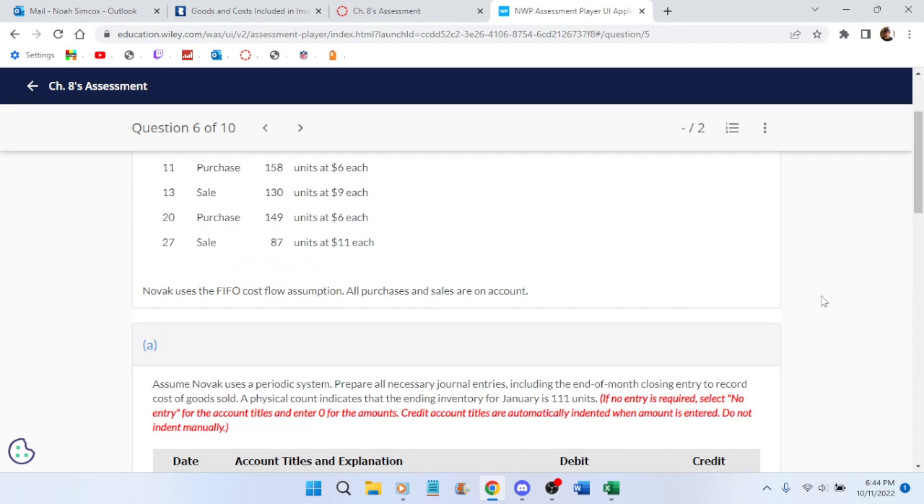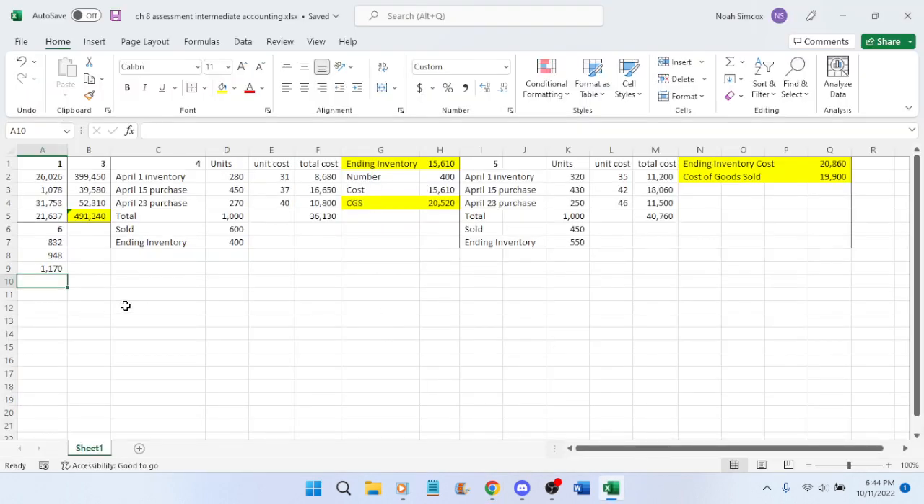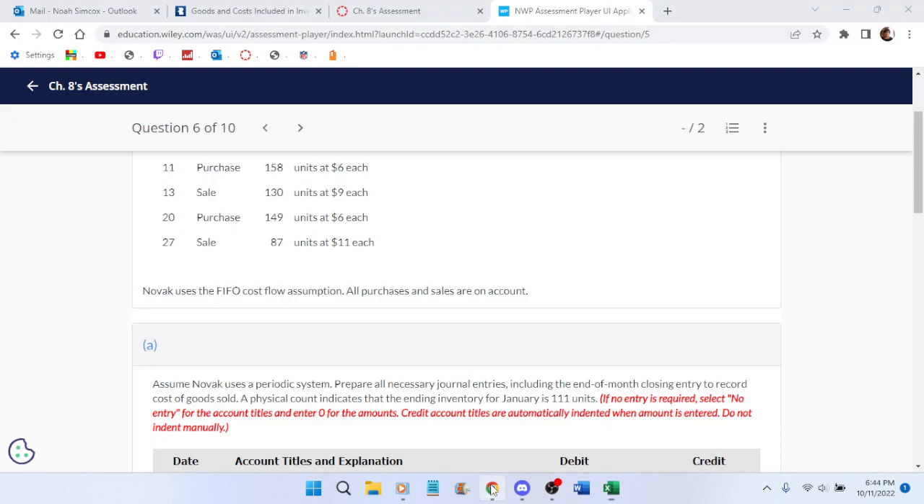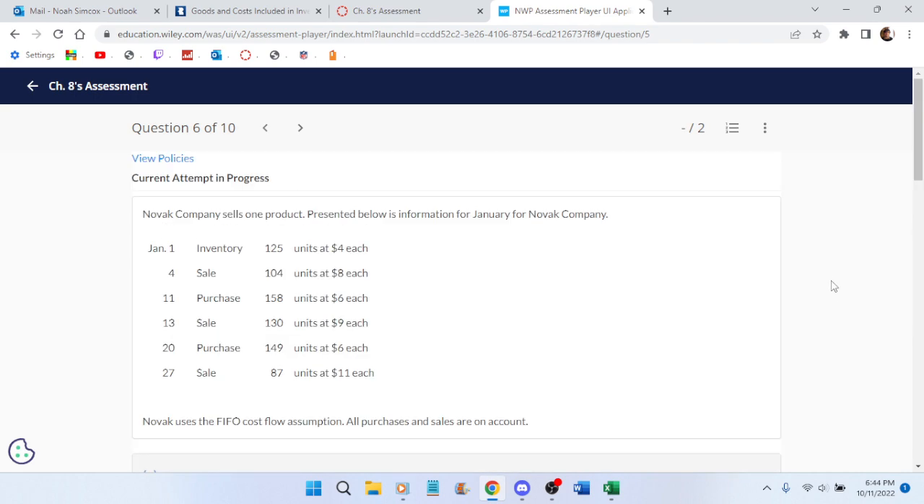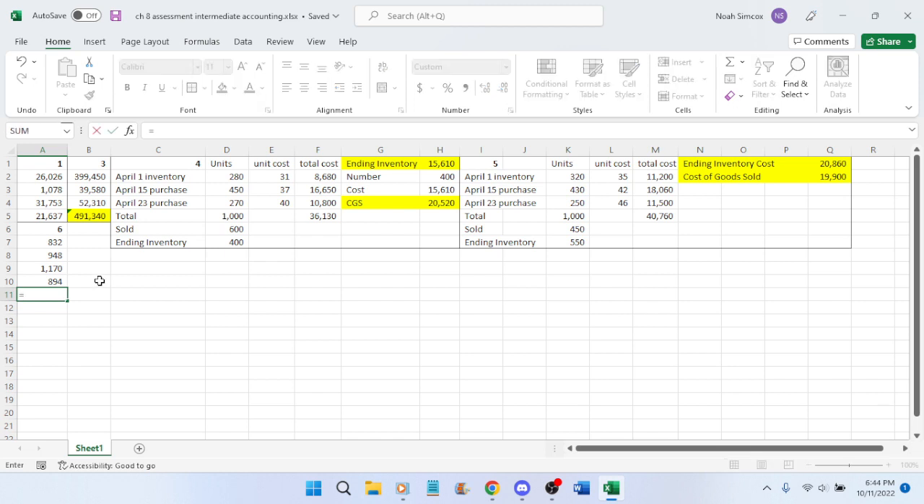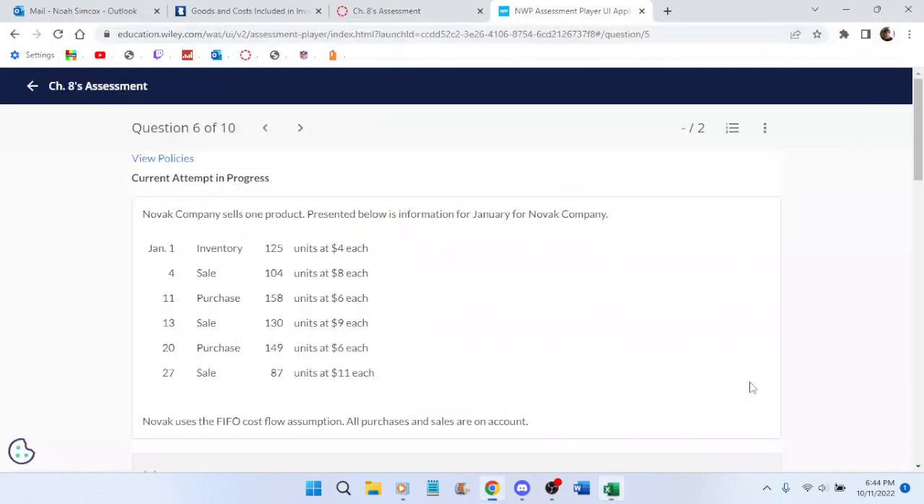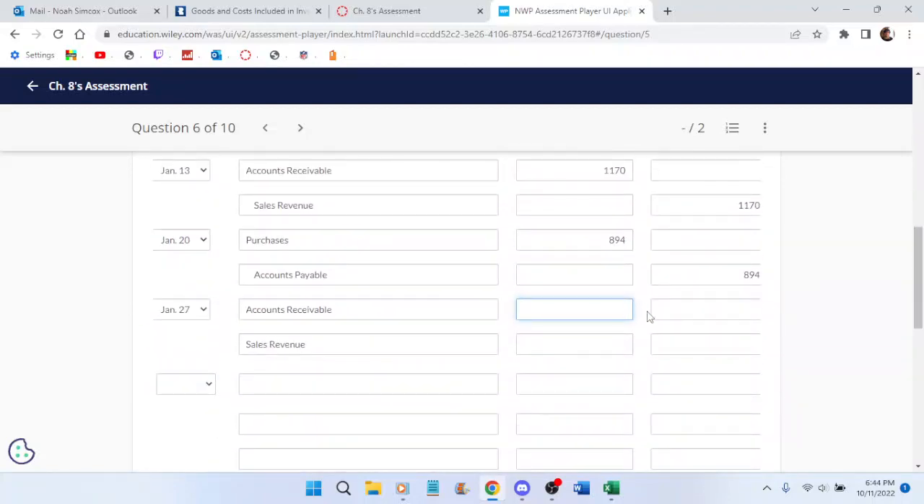20th, 149 times 6. I always forget the equal sign. 894. January 27th, 87 times 11. 957. This is only part A.